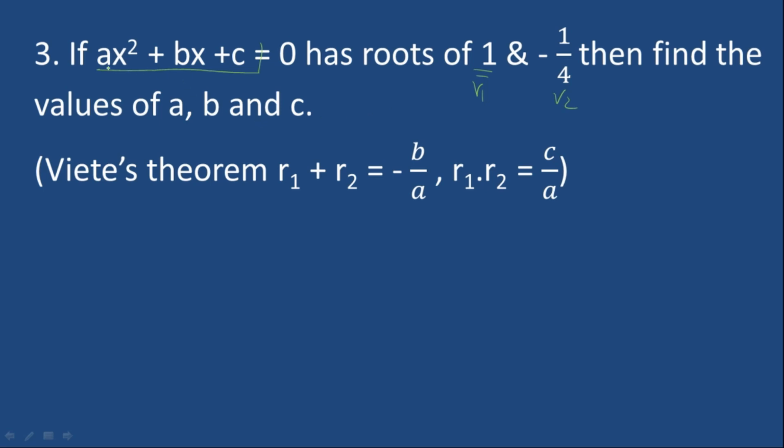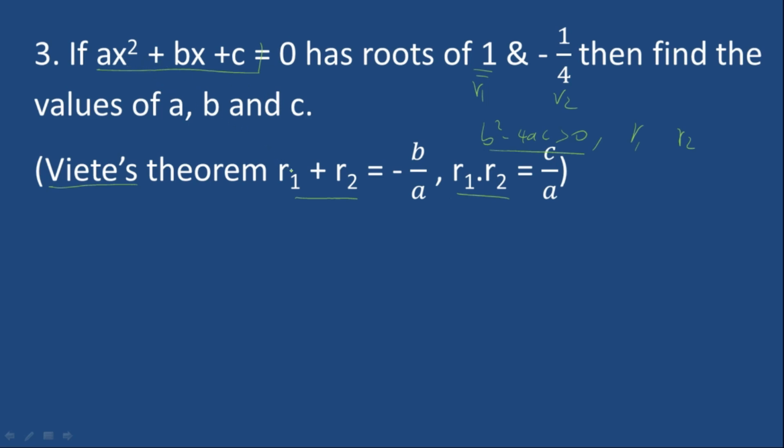Previously we said if b squared minus 4ac is greater than 0, the equation has two solutions. You can call them r1 and r2. Vieta's theorem says that r1 plus r2 is equal to the negative of b over a, the sum of the two roots, and the product of the roots is equal to c over a. It is a theorem you can refer to on your own.